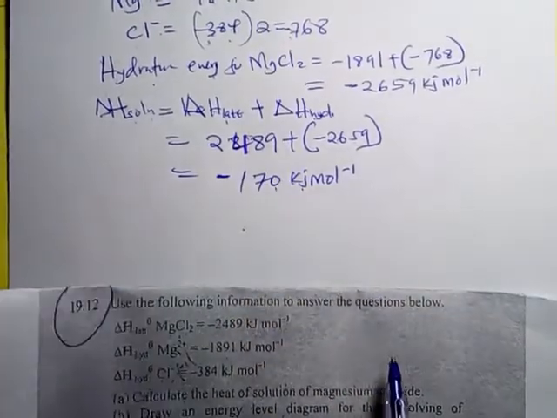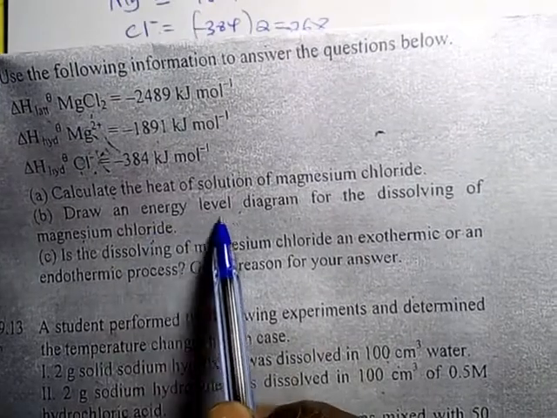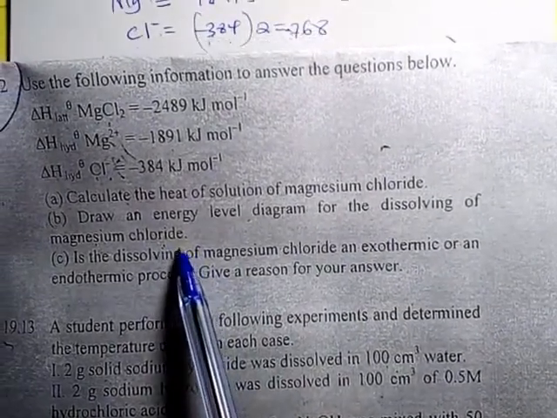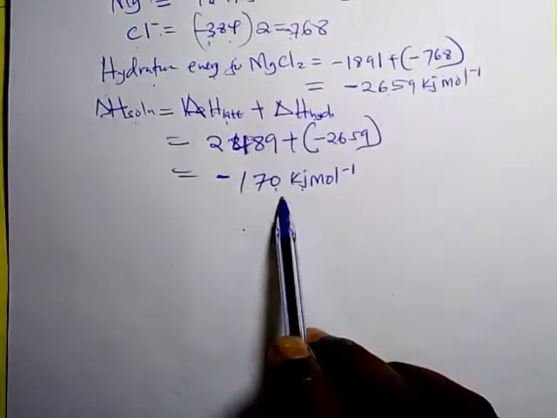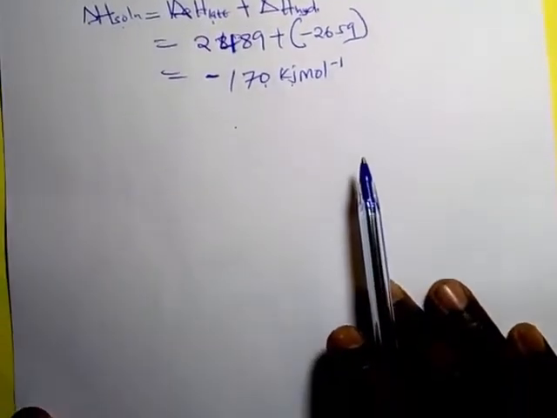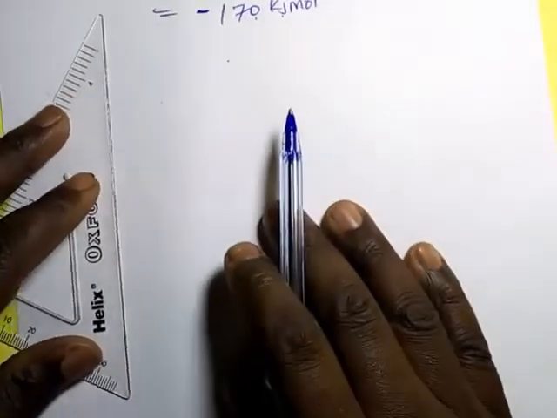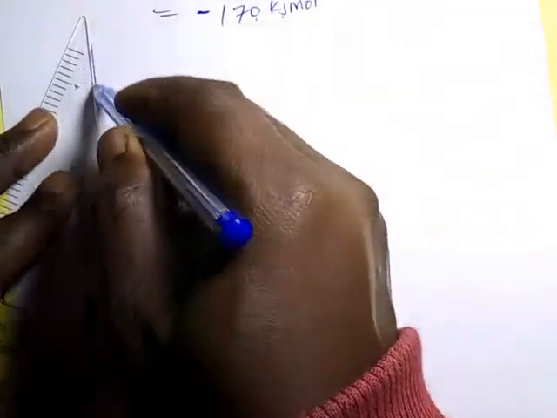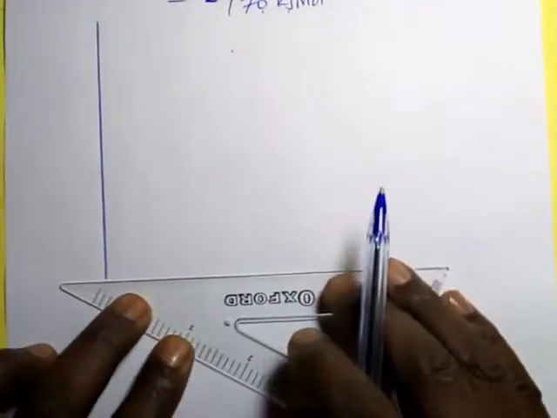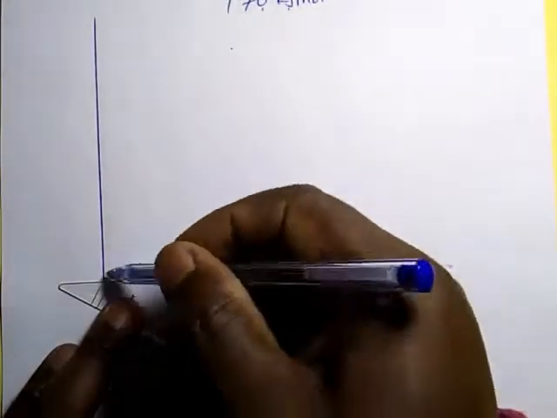So the next question was, draw an energy level diagram for dissolving magnesium chloride. So we want now to draw the energy. Now this value is important. It's going to help us to draw the energy level diagram. So let us take your ruler and draw that. First, draw your y-axis, draw your x-axis.